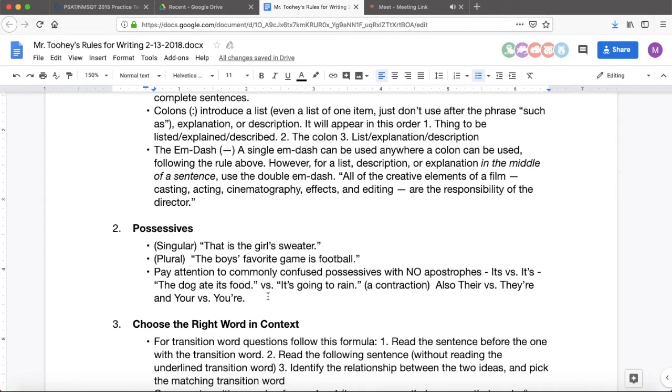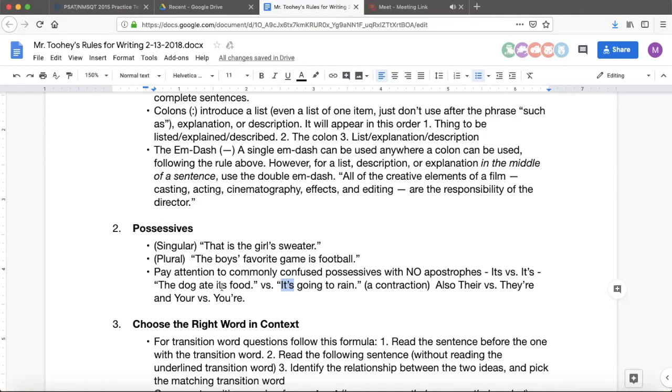Go ahead and read the two examples, Caroline, please. Okay. The dog eats its food versus it's going to rain. Yeah. So when you've got a question about whether or not you're using the right form of a commonly confused possessive with no apostrophe, I recommend always breaking it up into the two words, right? So, for example, when you see it's with an apostrophe, read it as it is going to rain, right? And then you ask, does that work? It is going to rain. Okay, that works. So that's the right form.